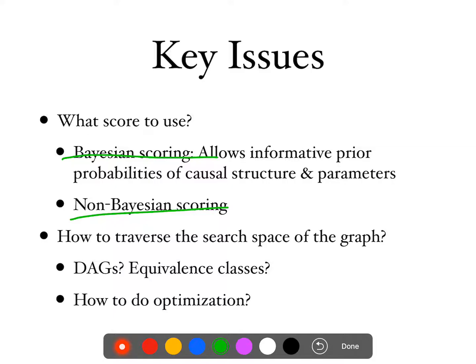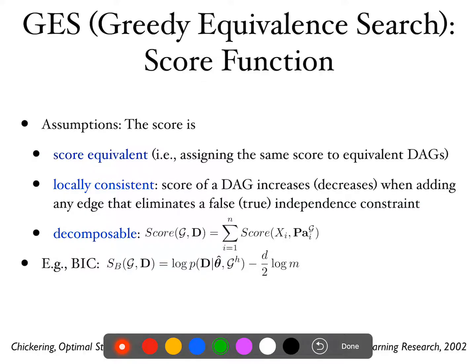And then the problem is how to do optimization. A very good method is called GES, greedy equivalence search.